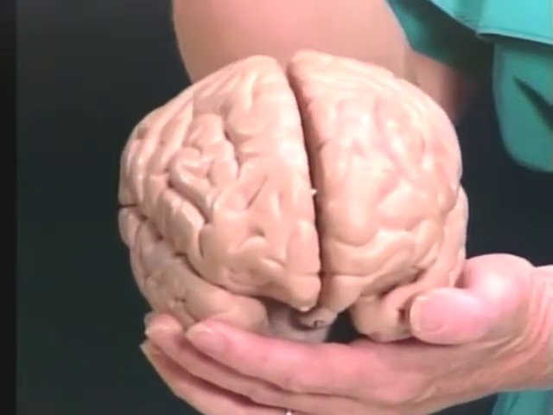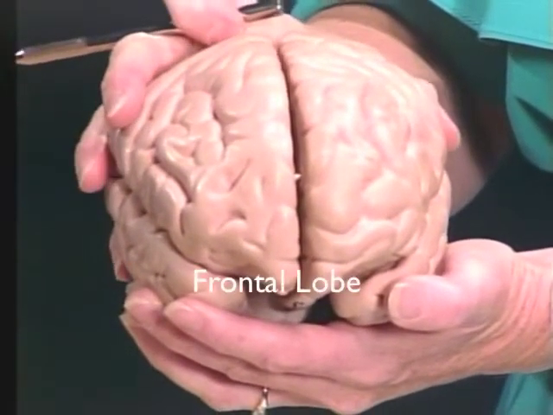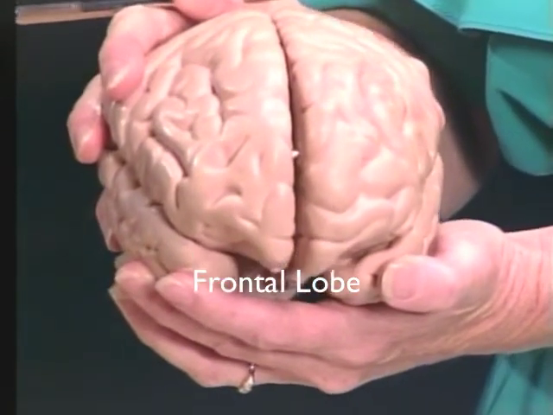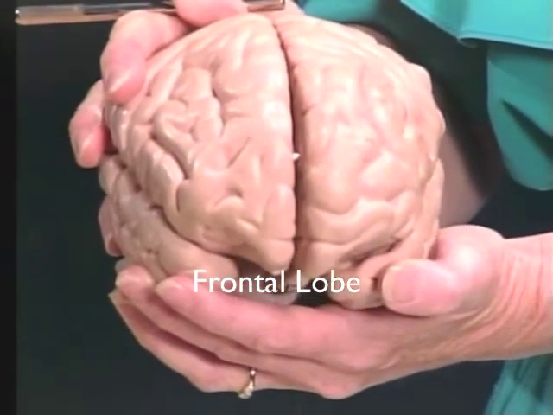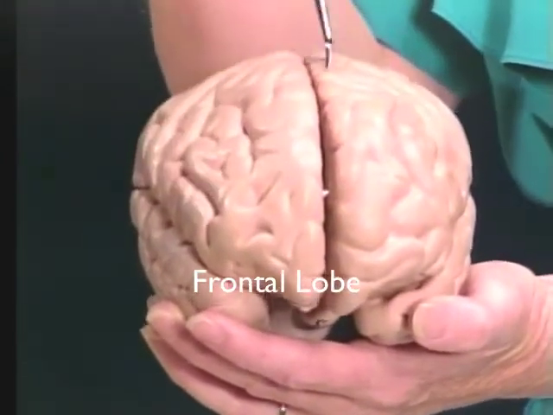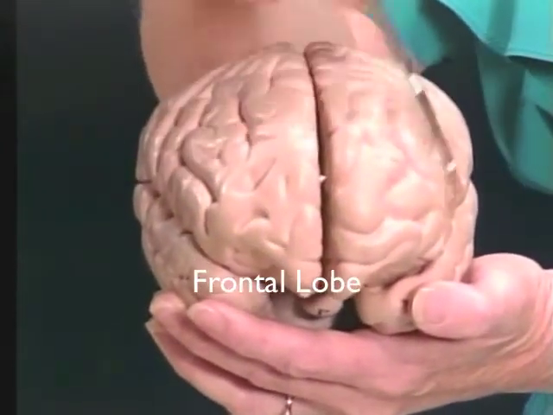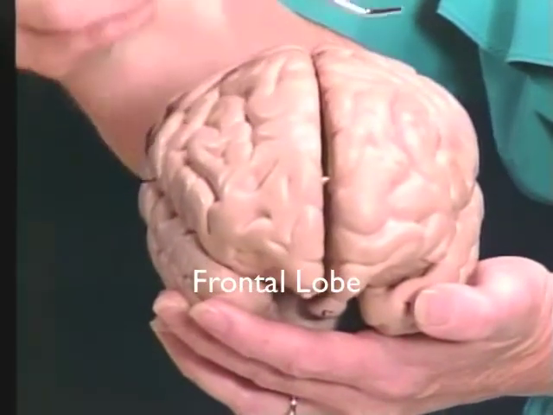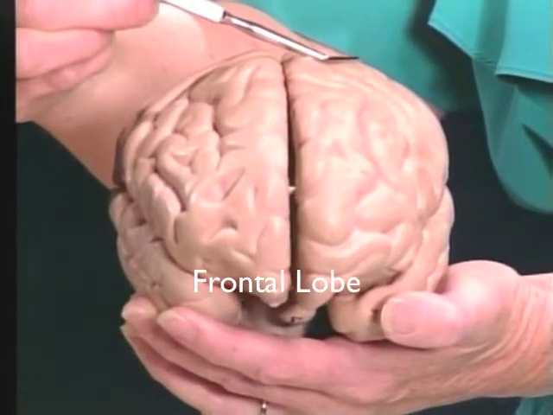The cerebrum is divided into lobes or regions, and the lobes are named for the bones of the skull which cover them. The anterior-most portion is called the frontal lobe. Higher thinking processing occurs here, as does primary motor control.